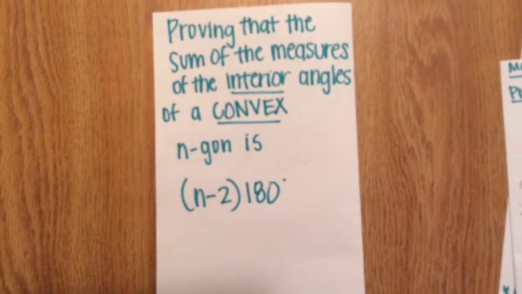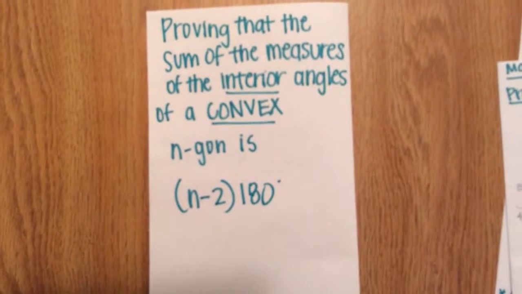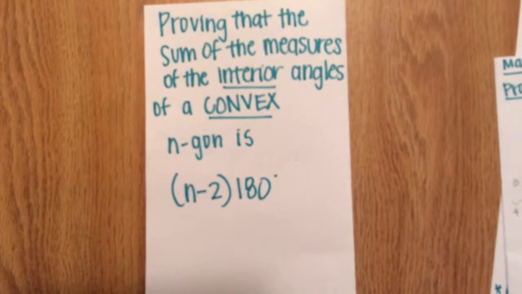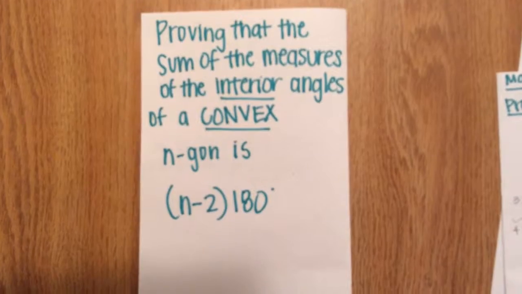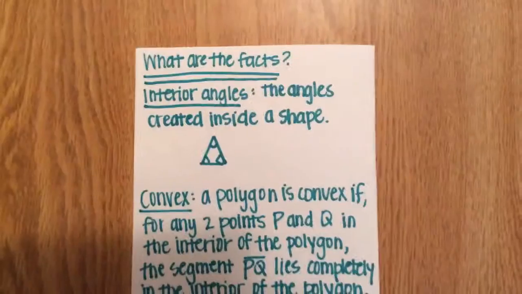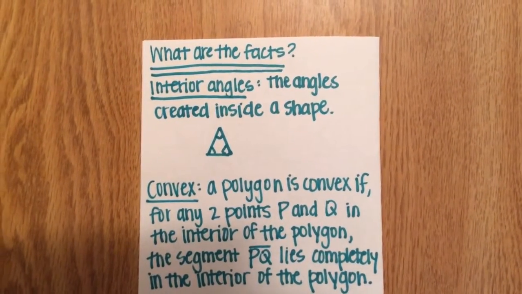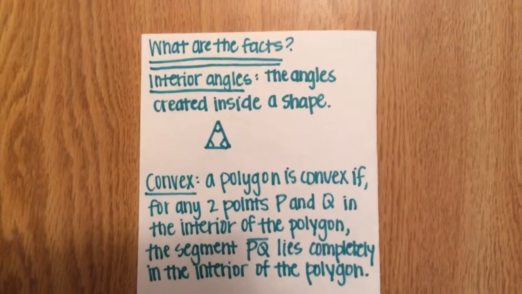Today we are going to prove that the sum of the measures of the interior angles of a convex n-gon is n minus 2 times 180 degrees. First, let's look at what the facts are.